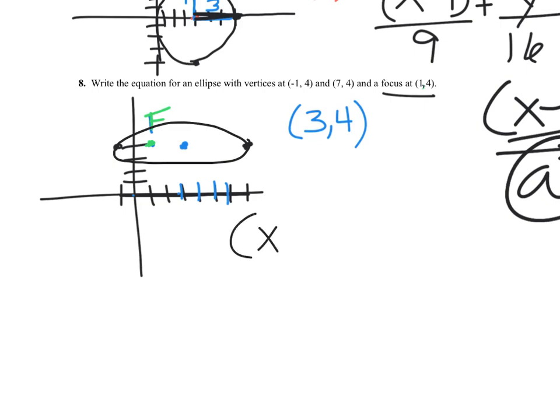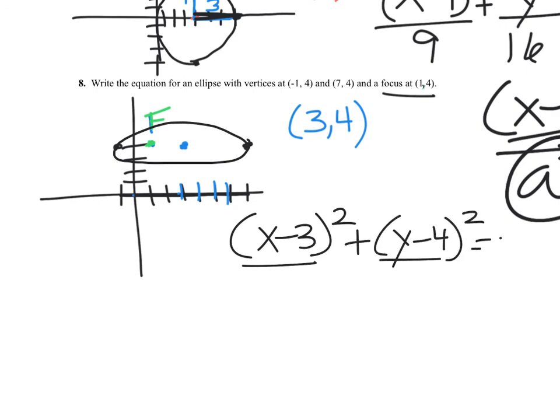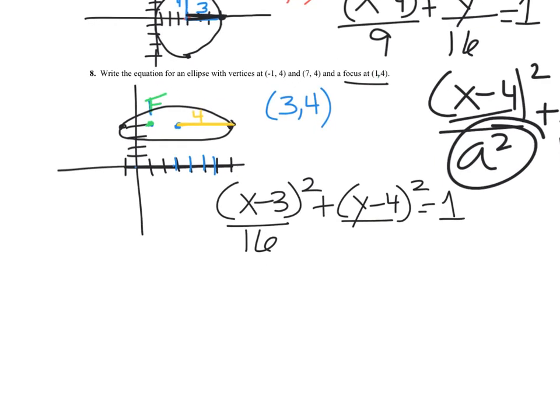We're gonna go (x - 3)² over something plus (y - 4)² over something equals 1. So if you have the center, you can fill in that part for sure. Okay, so now let's go ahead and fill in the rest of it. So a is the distance from the center out to my vertices left and right, and that was a distance of 4, right? So then that would be 16 there. And now we have to figure out what b² is. So we're going to use the foci equation.